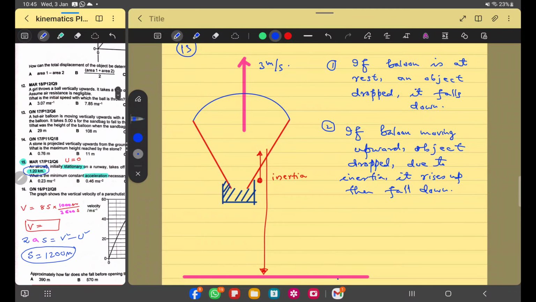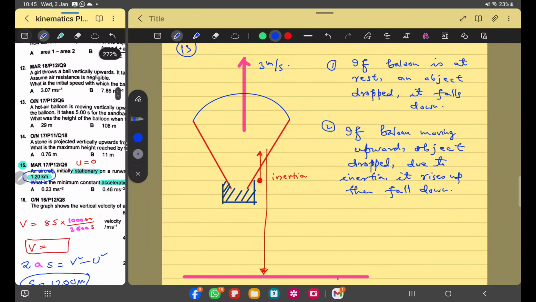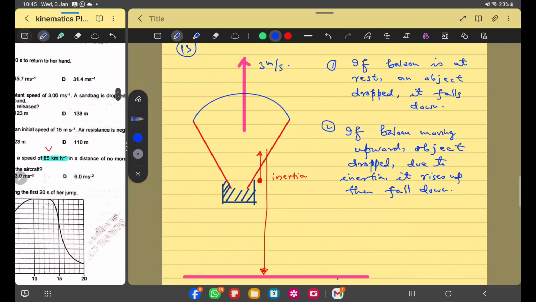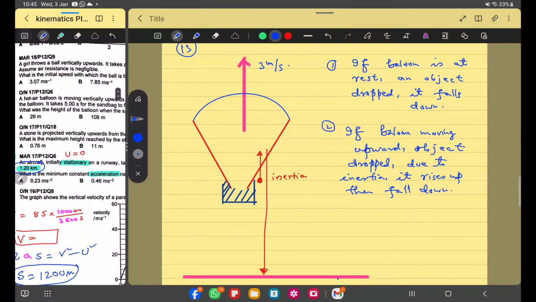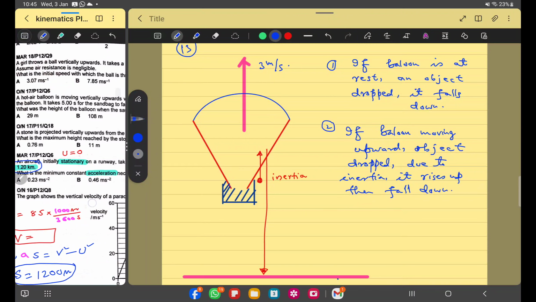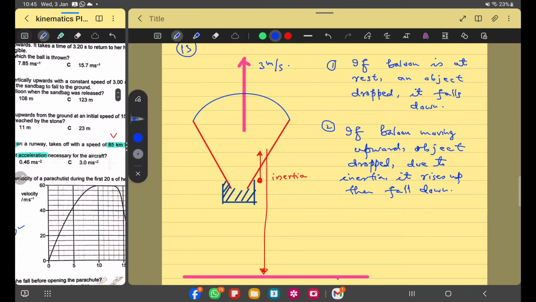In question number 13, a hot air balloon is moving vertically upward. A sandbag is dropped. It takes 5 seconds to hit the ground. Initial velocity 3 meter per second. You have to calculate time.